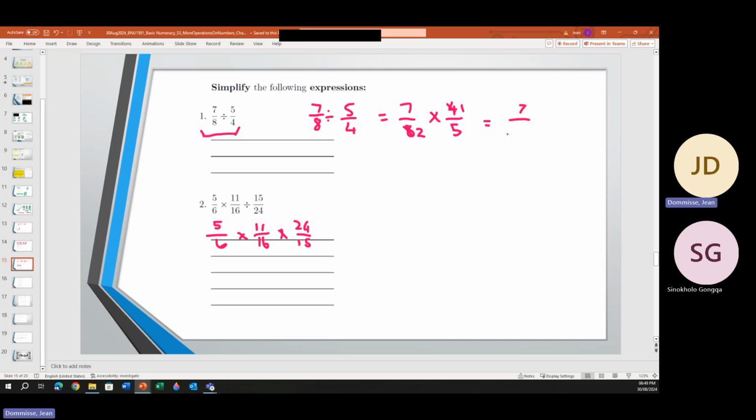2 times 5 is equal to 10. So our answer is 7/10. Okay, so please go and practice or look at question 2.